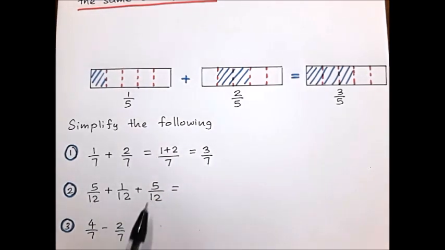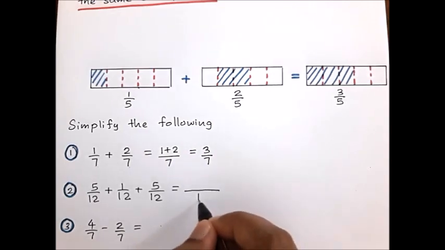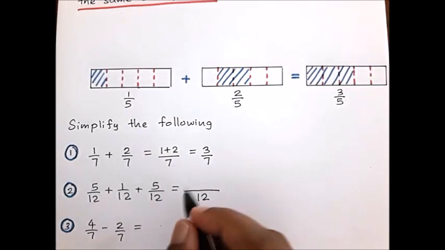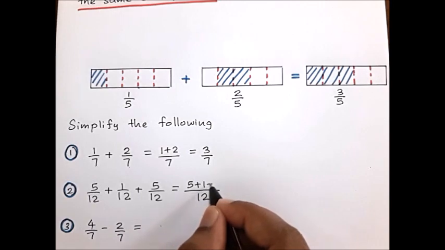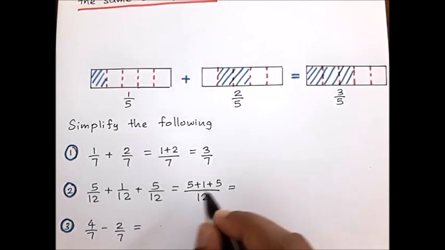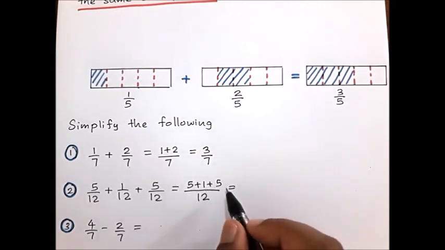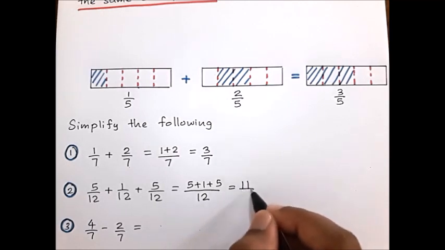Here again, denominator is same. It is 12. Now add numerators. 5 plus 1 plus 5. 5 plus 1, 6 plus 5, 11. 11 over 12.